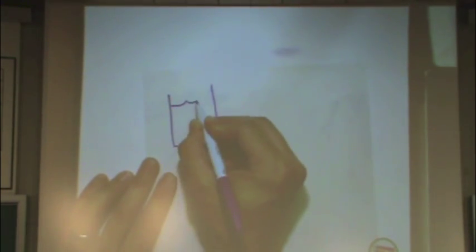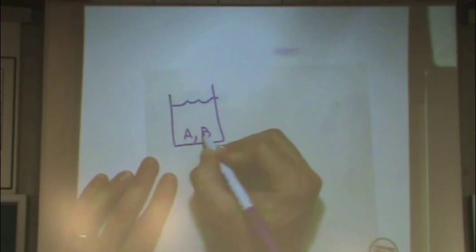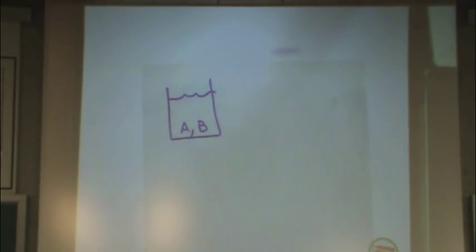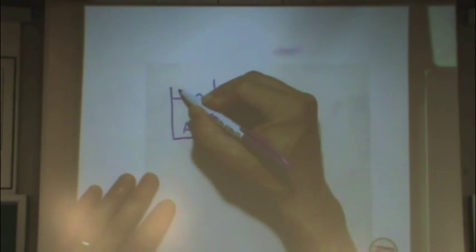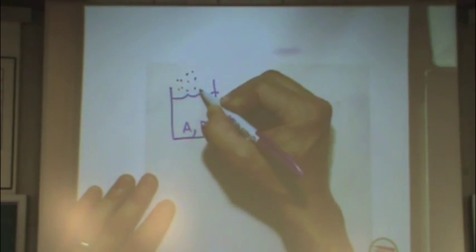Let's say we have a container of A and B. If there are two or more liquids in the container, this is probably a Raoult's law problem, especially if they're not reacting. So if they're not reacting, we're probably talking about Raoult's law. They'll have some vapor pressure up above.